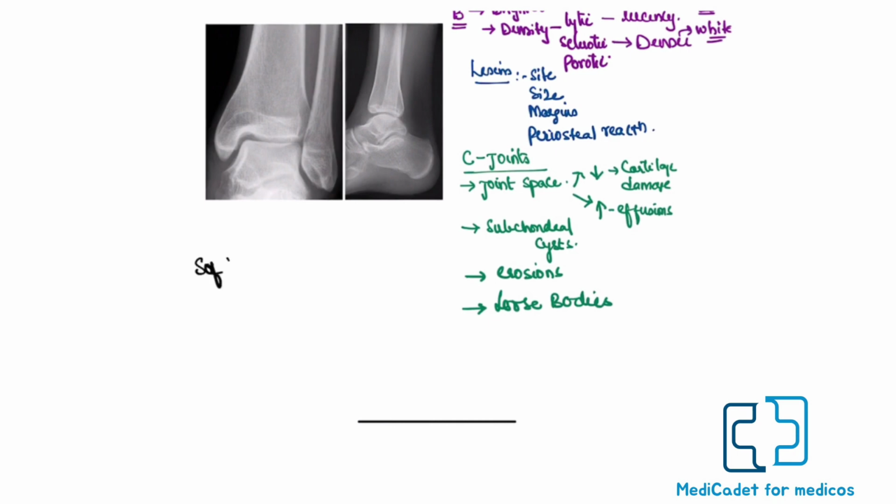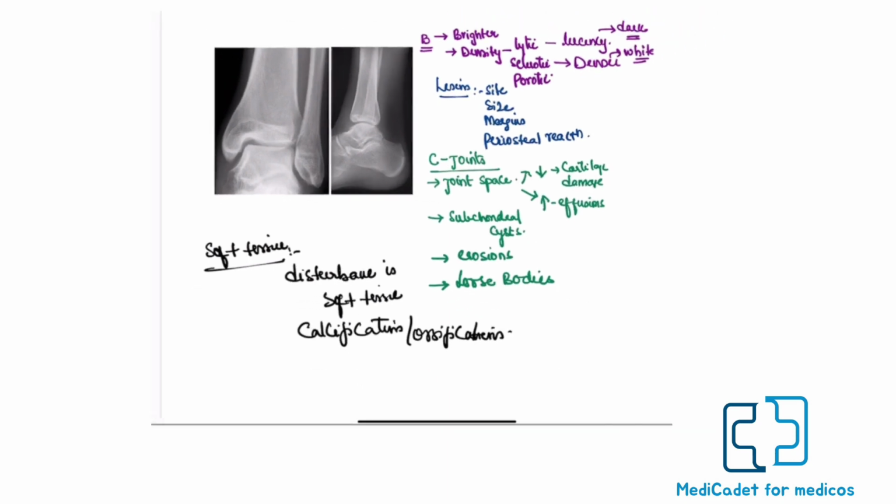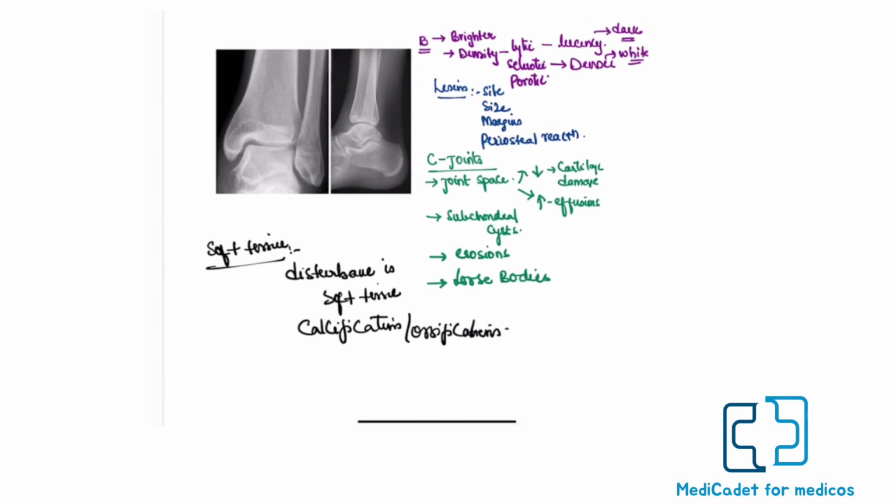In the case of soft tissue, you can see disturbances in the soft tissue planes. Sometimes you can see calcifications or ossification in the soft tissue planes. Okay, so this is how you comment on the X-ray. First you start with the adequacy, then you comment on the bone, then on the joint space, and then on the soft tissue.